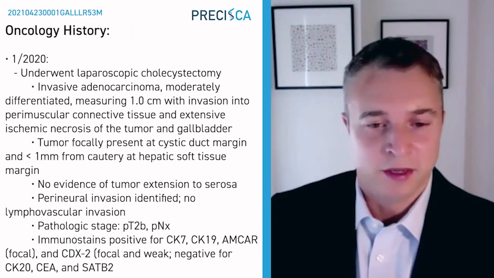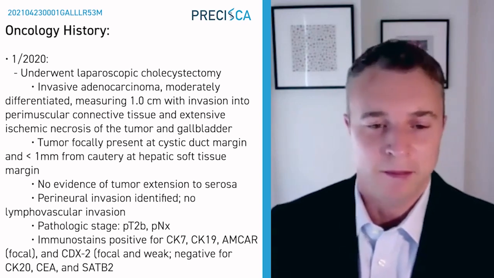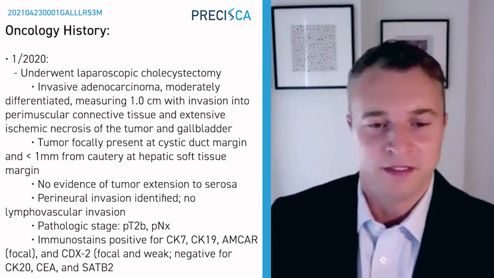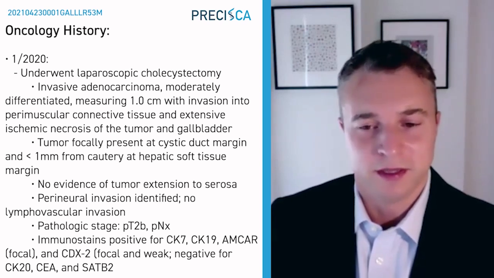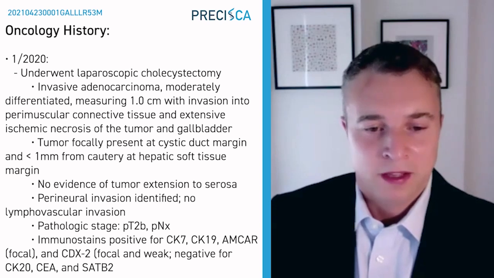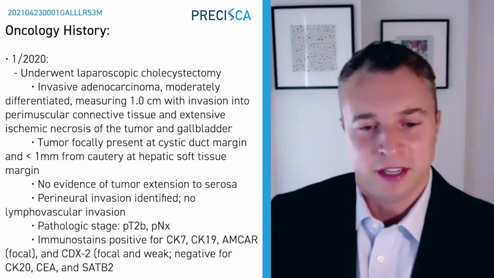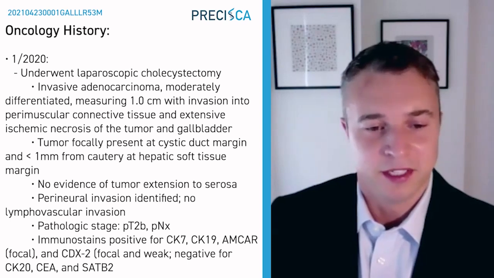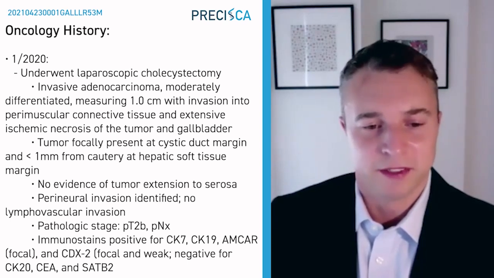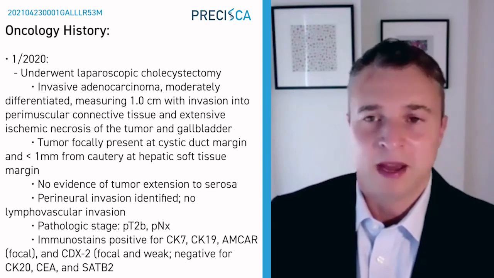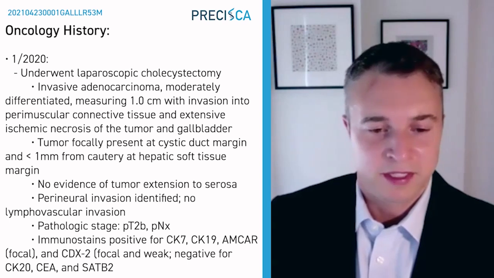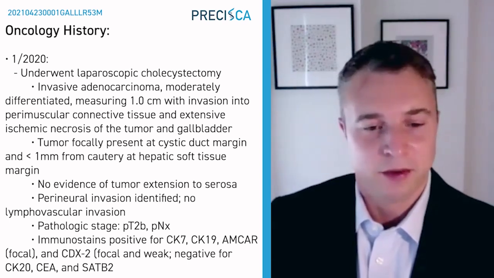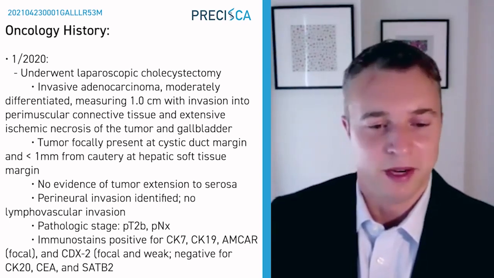The pathology is here. I'll read the highlights. It was an incidentally discovered invasive adenocarcinoma, moderately differentiated, measuring 1 centimeter with invasion into the perimuscular connective tissue. The tumor extended focally to the cystic duct margin and was less than 1 millimeter from the hepatic parenchymal margin. There was no evidence of serosal involvement, and the patient was pathologically staged pT2bNxMx. The immunohistochemical stains are shown here and are consistent with a primary gallbladder cancer.